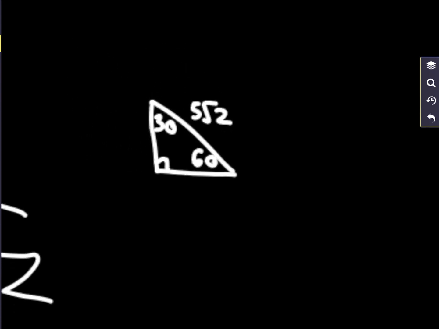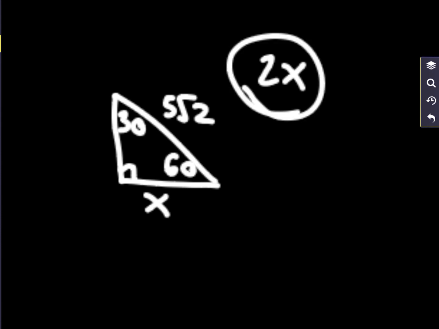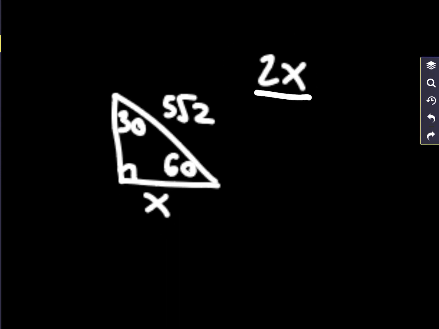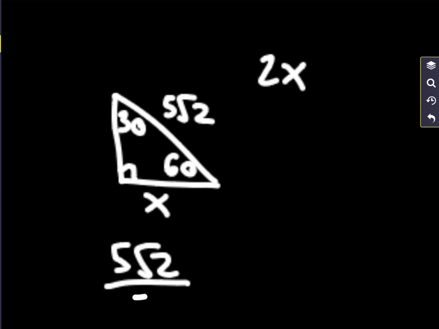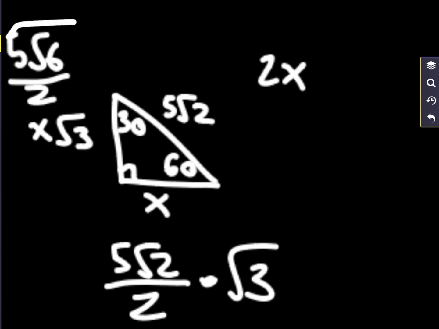The hypotenuse, we know the hypotenuse is 2x, right? And the side opposite 30 is x, which means to get from 2x back to x, you would just have to divide by 2. So x is just going to be equal to 5 radical 2 divided by 2. And to get from x to the side opposite 60, aka x radical 3, well, just multiply everything by radical 3, and you would get 5 radical 6 over 2. That's your answer.